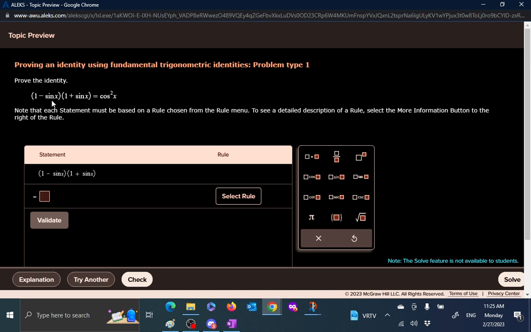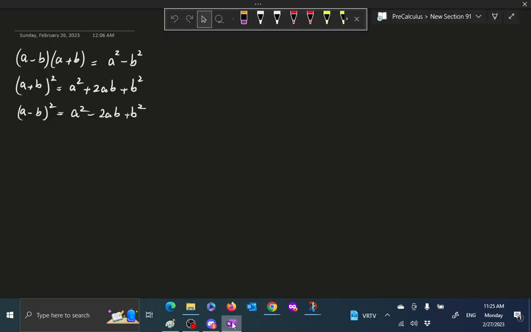So in this case, 1 minus sine of x times 1 plus sine of x is an example of an algebraic identity. Let me just remind you that in algebra, if you have a minus b times a plus b, you get a squared minus b squared. So that is what we are doing here to supply our steps.